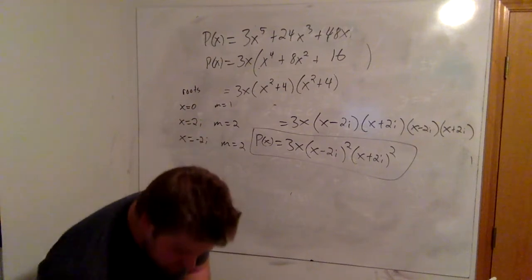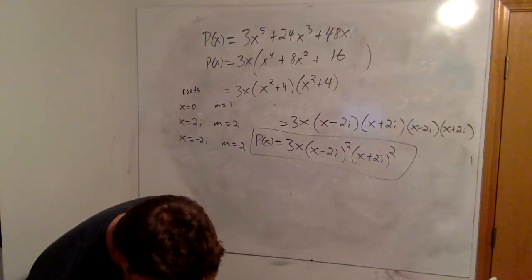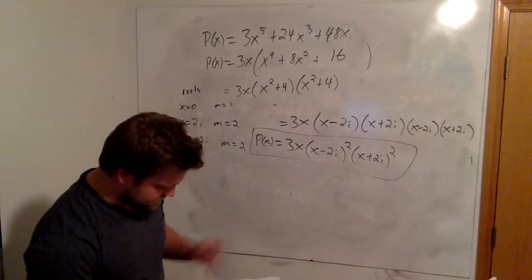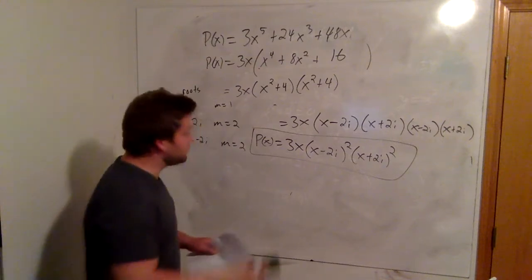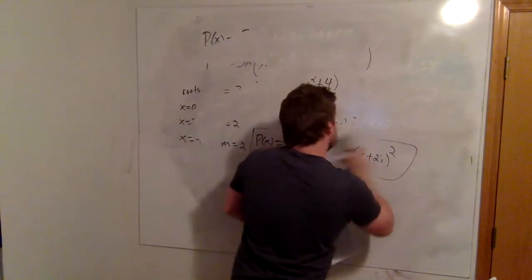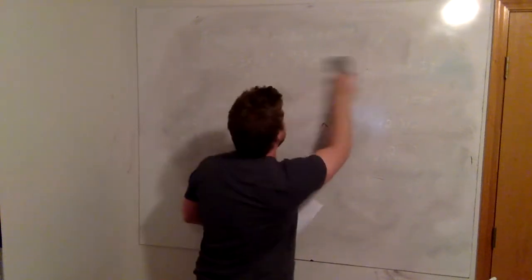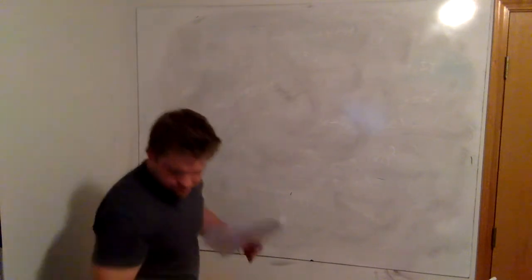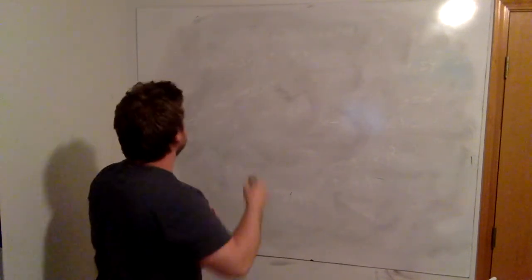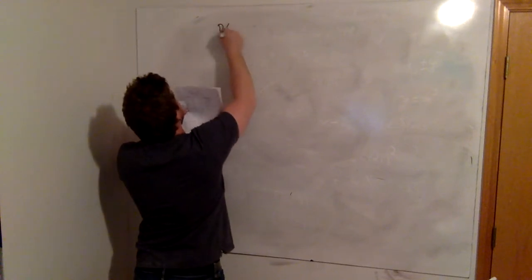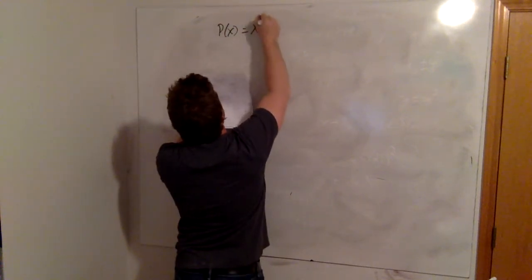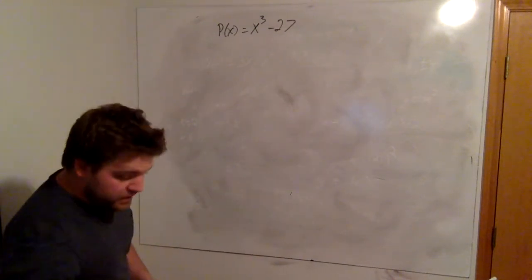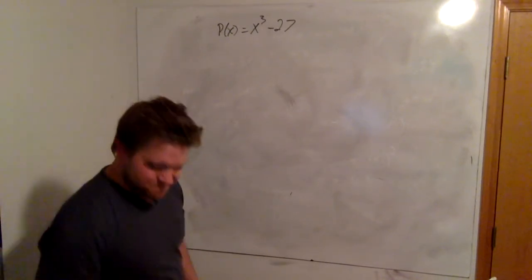Okay, let's do another example. Ooh, let's try this one. I'm going to go ahead and erase the board. Okay, maybe we'll do 2 more. So let's say I have the polynomial p of x equals, how about x cubed minus 27? Go ahead and pause the video and try this problem out on your own.